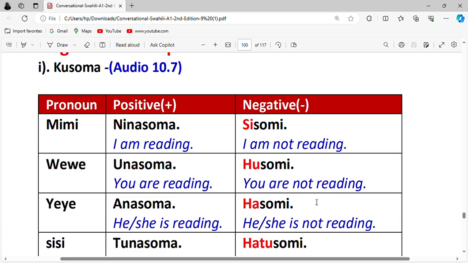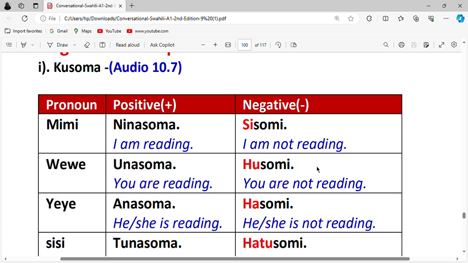I want you to notice one more thing about these verbs in the negative, present tense. Ninasoma ends with a. For the negative, it ends with i: sisomi. Unasoma ends with a, husomi ends with i. The verbs in the present tense normally end with a, but in the negative they end with i. Present positive ends with a, present negative ends with i. The a changes to i.